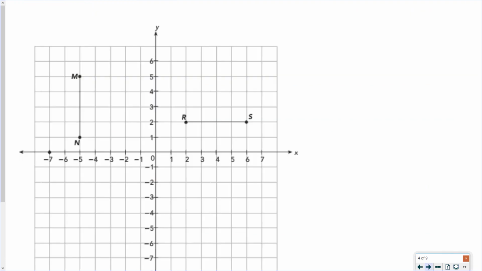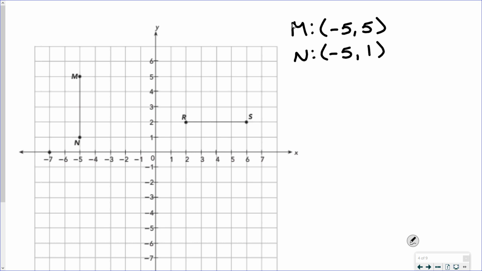So what happens if the line segments are not on the X or Y axis? Nothing changes. The only thing that'll change is your absolute values won't have a 0 in them. So if we look at line segment MN, M has an ordered pair of -5, 5. N has an ordered pair of -5, 1.